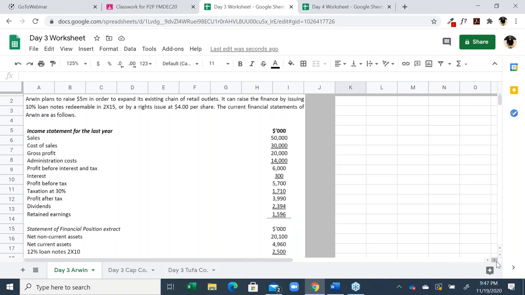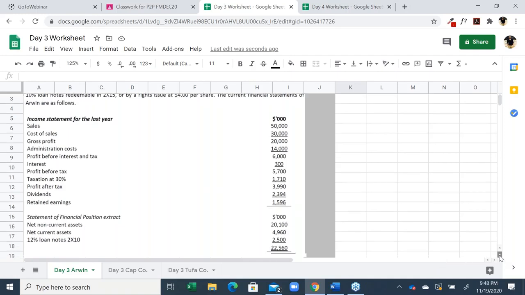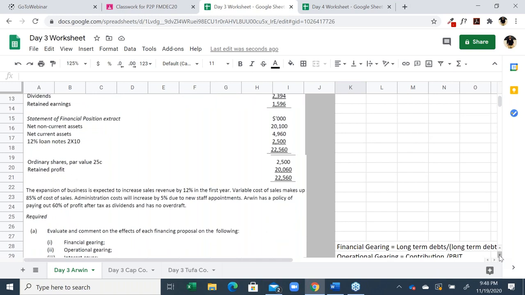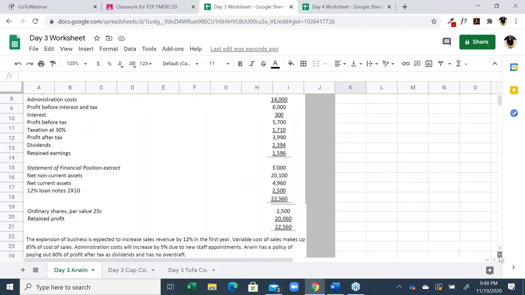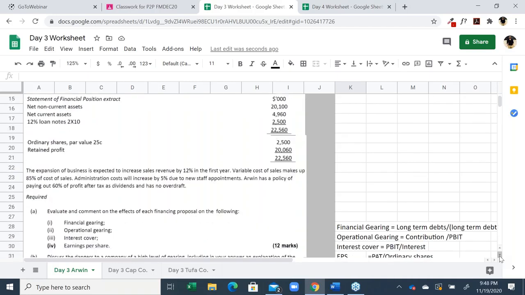Yes, just part B. So part A, not part B. Solve part A. I hope you have taken the screenshot of the first part, and now take the screenshot of the second part.